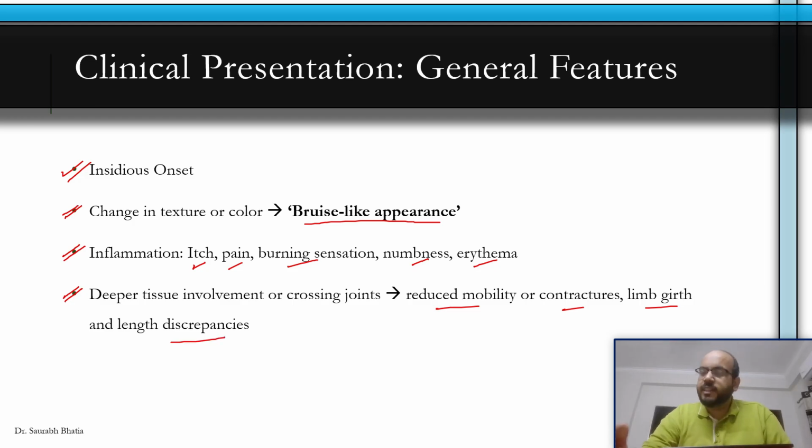In other words, if the deeper tissues are involved, you can have discrepancies or alterations in the size of the limb. One limb could be shorter or one limb could be thinner because of that. And when we learn about the linear variants of morphea, we'll see the clinical pictures and we'll be able to understand what we mean by that.